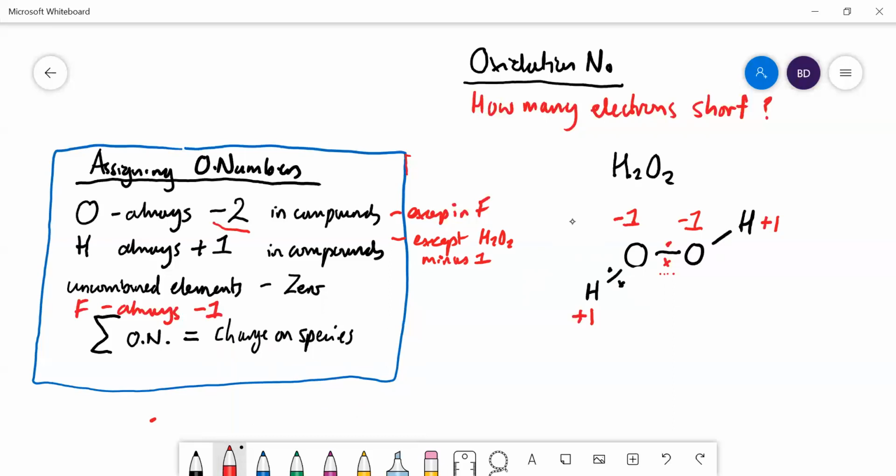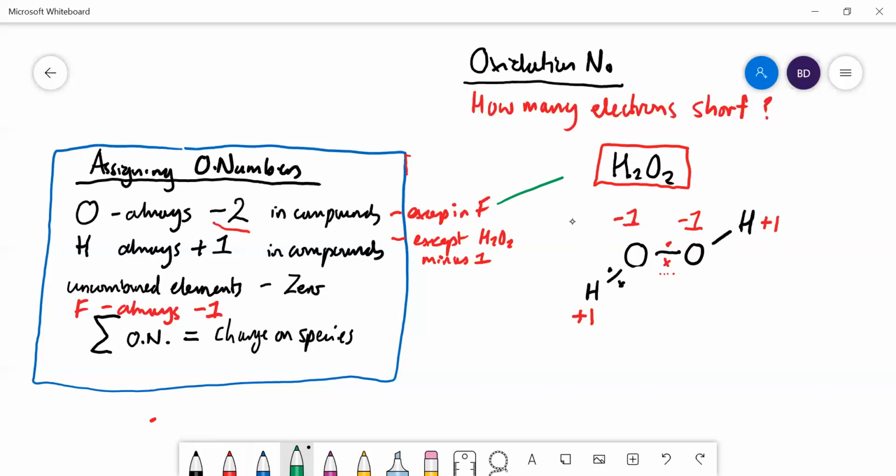Right, now let's talk about this. So hydrogen peroxide is actually a pretty common chemical, and you come across it all the time in A-level chemistry. So that is important to remember. Oxygen is -1 oxidation number there, it's not -2. The one with fluorine, you don't really come across that very much, so you don't need to worry about that too much.